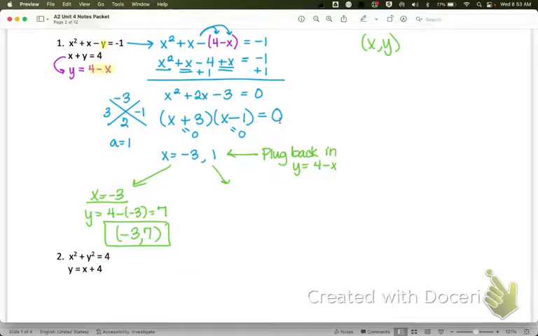And then I'm going to do the same thing with x equals 1. I get y equals 4 minus 1, which is 3. So the other ordered pair is 1, 3.